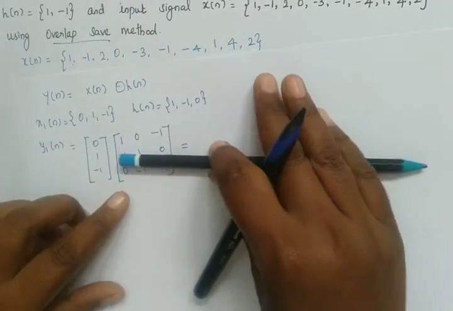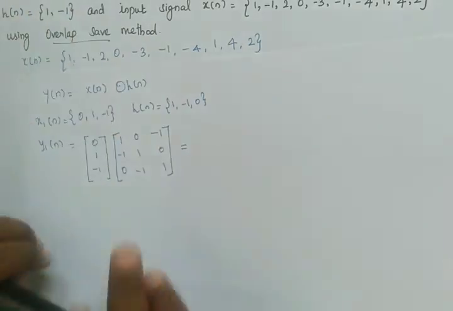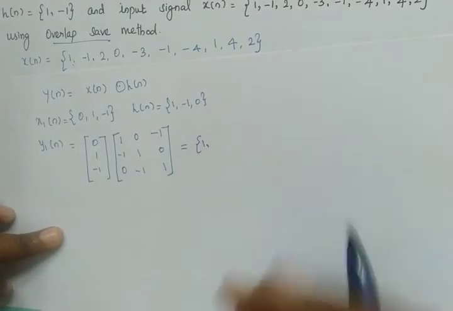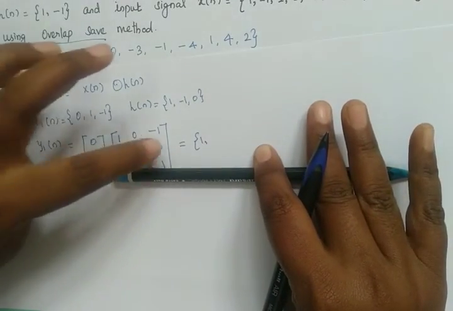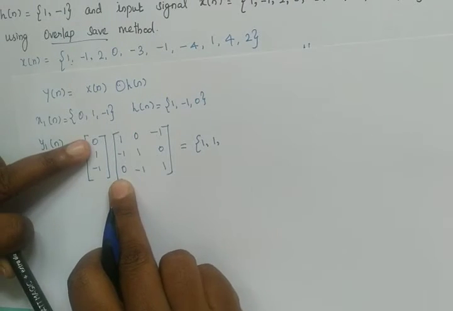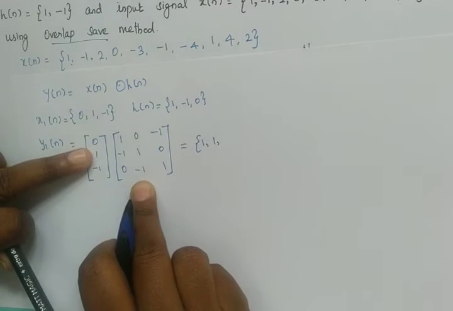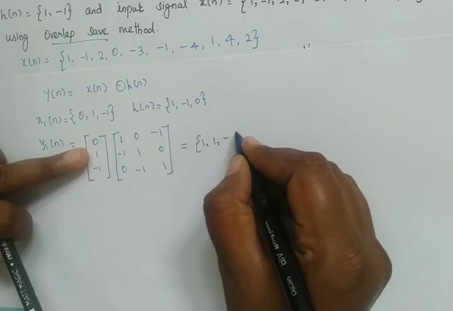See here, it is 0. 1 into 0 will be 0. Minus 1 into minus 1 will be plus 1, plus 1, comma. Then next one, 0. 1 into 1 will be 1. So minus 1, 0, 1, so we will have 1. Then here it is 0. Minus 1 into 1, minus 1, then plus minus 1, so that we have minus 2.